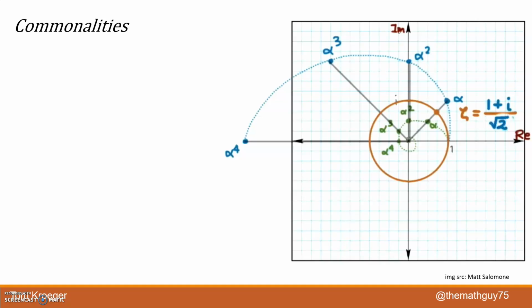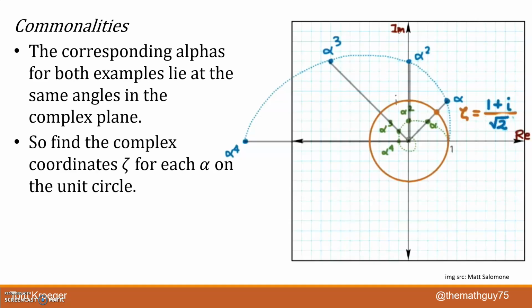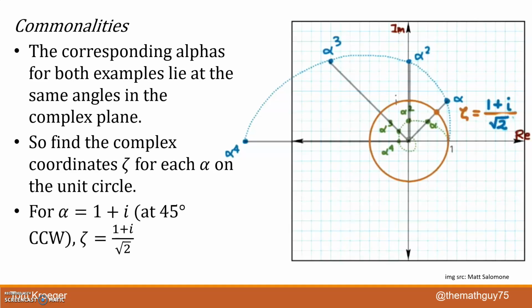So let's look at some commonalities between those two, between the blue alphas and the green alphas. If we see, the corresponding alphas for both examples lie at the same angles in the complex plane. So if we were to find the complex coordinates for each alpha, we'll call that zeta, on the unit circle, let's take a look and see what happens there. So for the blue alpha, 1 plus i, it sits at 45 degrees counterclockwise, okay? And that corresponds to a zeta of (1 plus i) divided by the square root of 2, so we would find that there.